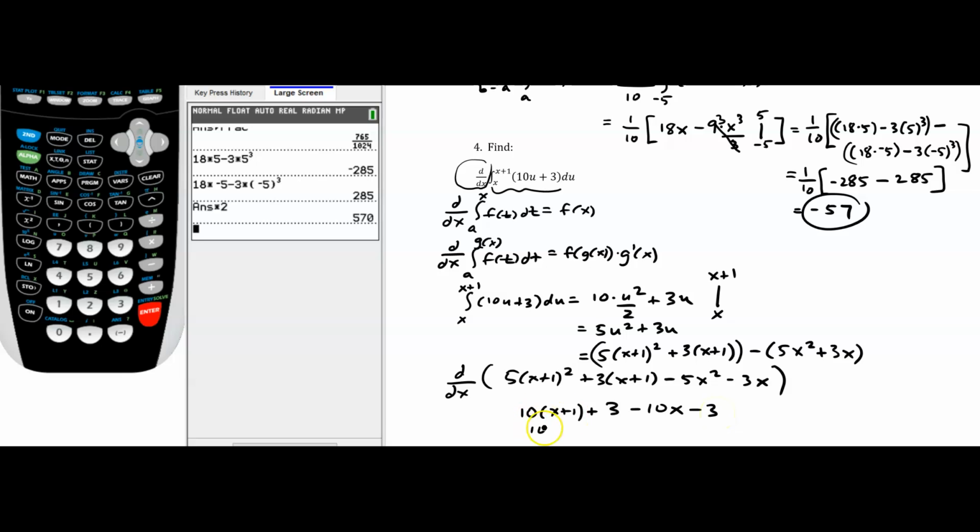So wow, look what we end up with. 10x plus 10 plus 3 minus 10x minus 3. So the 10x cancels with the minus 10x, the 3 cancels with the minus 3, and we end up getting a final answer in this problem of 10.